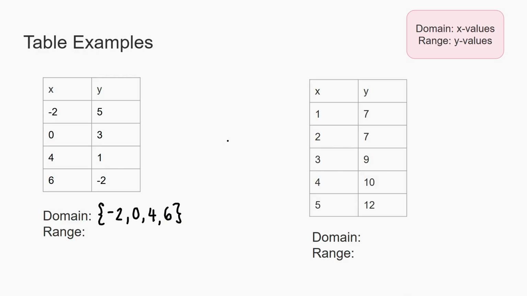Now, let's do the range. We have 5, 3, 1, and -2. Like I mentioned before, the order doesn't matter, but it's neater to write it in increasing order. So let's practice that. -2, 1, 3, and 5. So we have our domain and range written down.